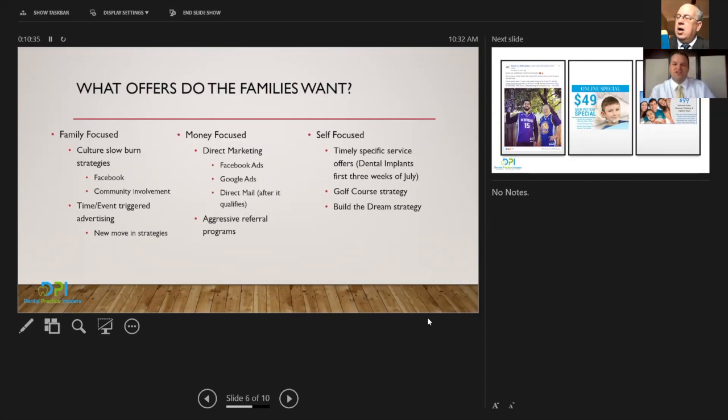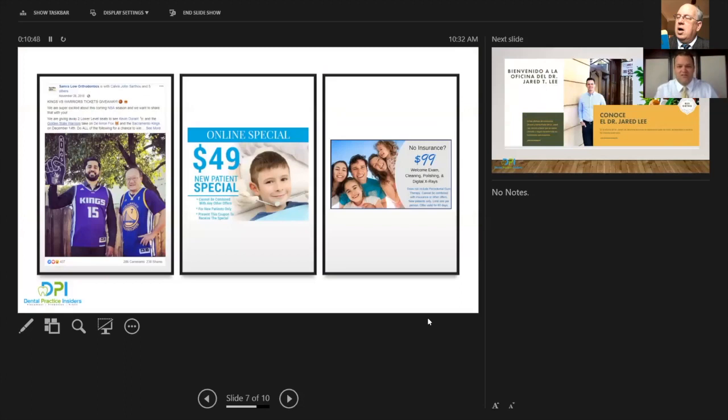You're building out that dream, and you're going to give them the cosmetic or the dental treatments that are going to really help them reach that next level in their career. Okay, really, really quick, I'm just going to show you a couple of quick examples. These are real life offers that I found that kind of match these different areas.